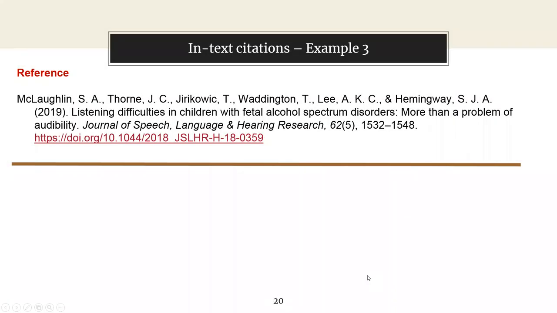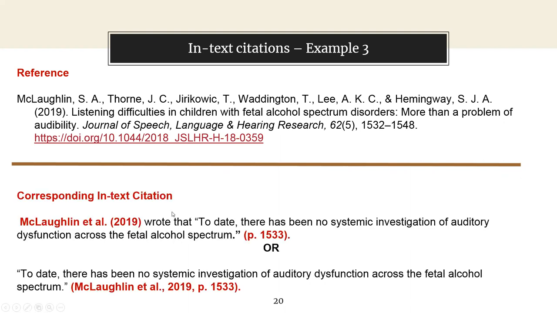Okay, what about this one? We've got 6 authors here. We've got a year of publication. What are we going to use for this one? So on this one, wouldn't you just use the last names? You would just use the last name of just the first author. Correct. Right. And then et al. Right. Because this et al. is standing for the rest of all of these other authors. Exactly. So McLaughlin et al.